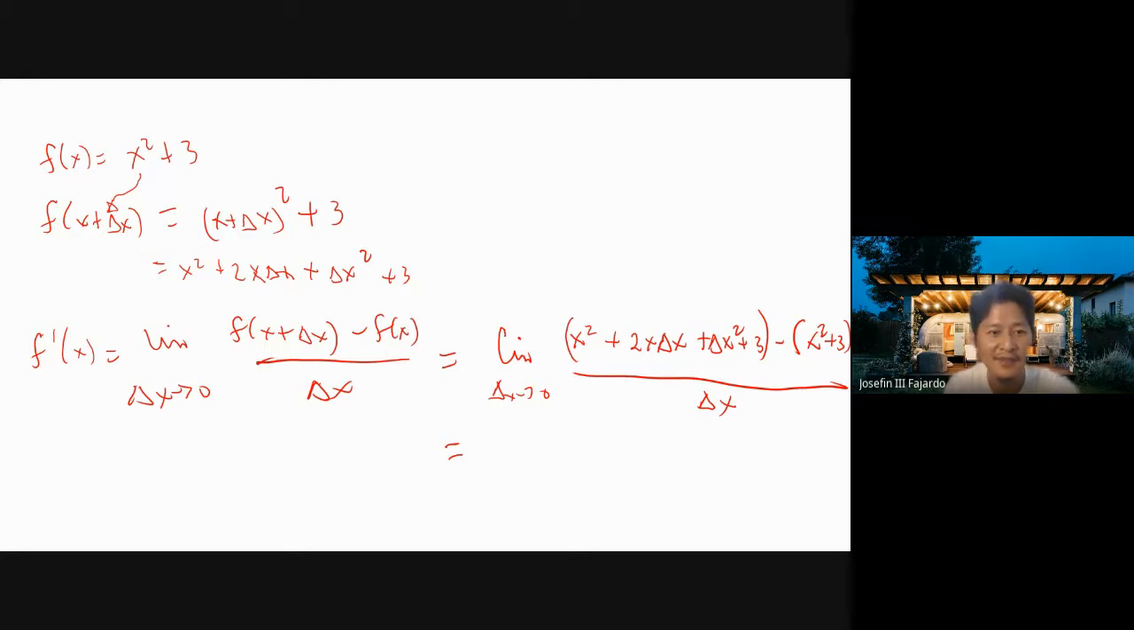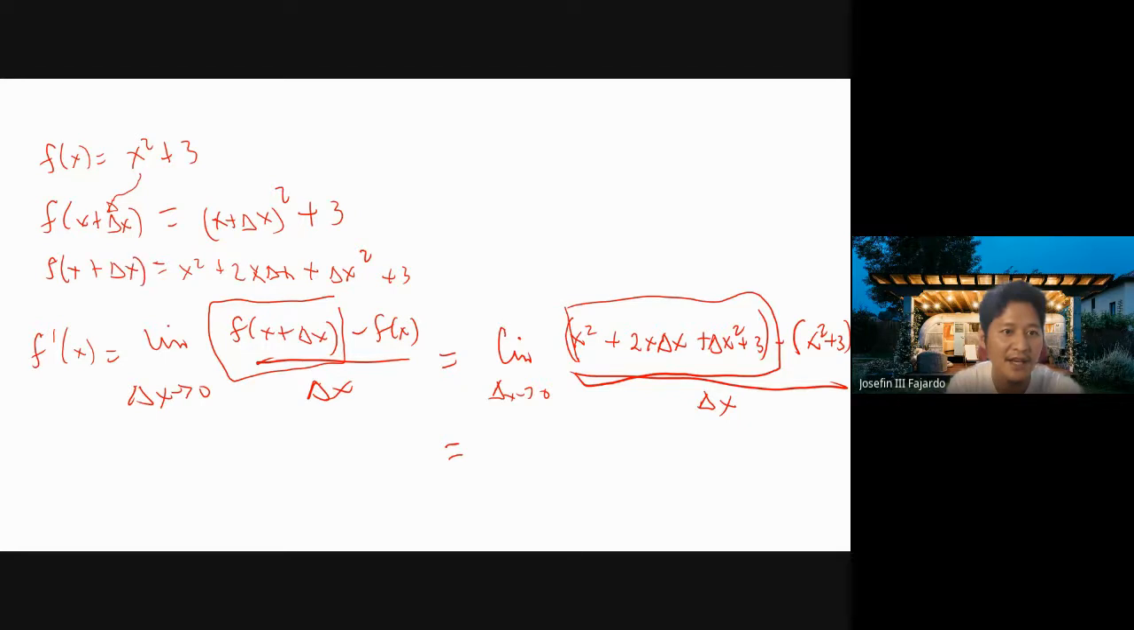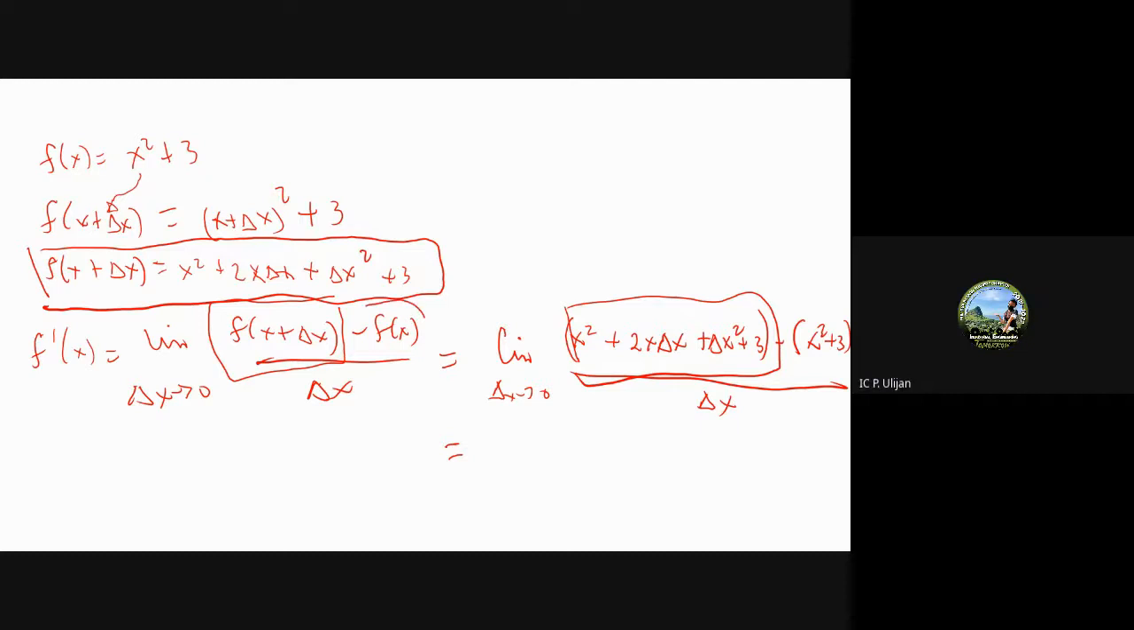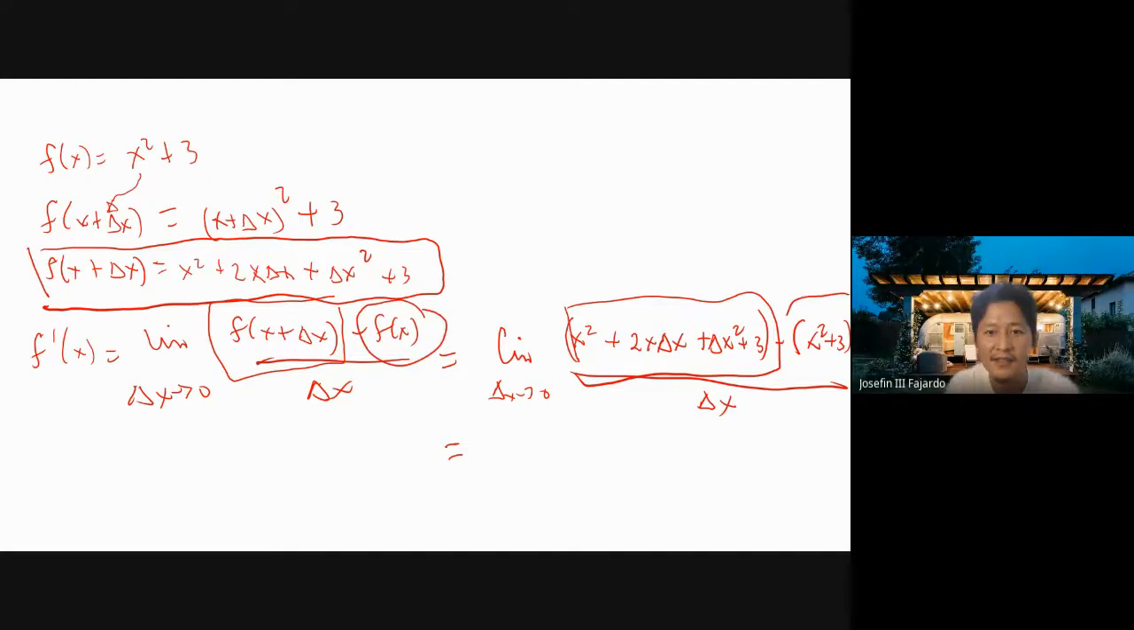So, malinaw ba ito? Di ba ang ginawa lang natin dito, pinalitan lang natin. Ito ay ito lang siya, dahil yung ating f of x plus delta x ay ito lang, di ba? Parang nagpalit lang tayo. Okay? Nakuha ba yan? Yes po. Okay, one is this. Ipinalit ko lang. The rest are the same, di ba? Limit as delta x approaches 0 over delta x.